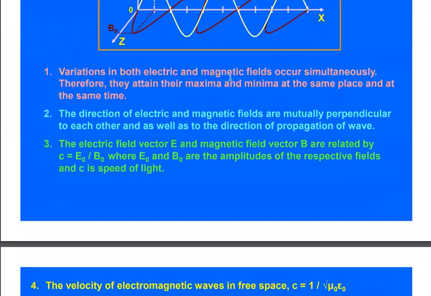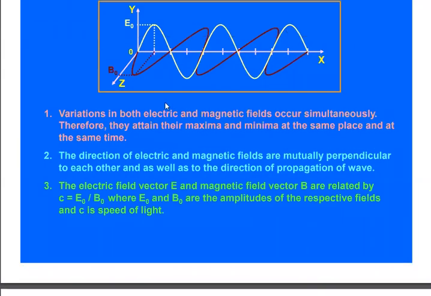So now you see here the variation in both electric and magnetic fields occurs simultaneously at the same time. Therefore, they attain the maxima and minima at the same time and at the same place. So you see here, the time and place for both the fields are the same. This is the basic reason for the symmetry. And you know well that space and time are symmetrical.